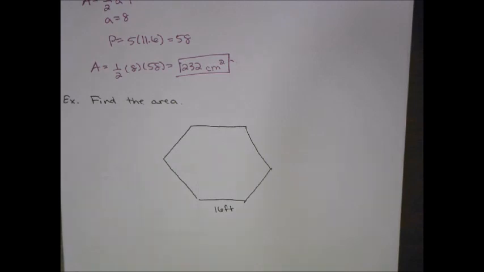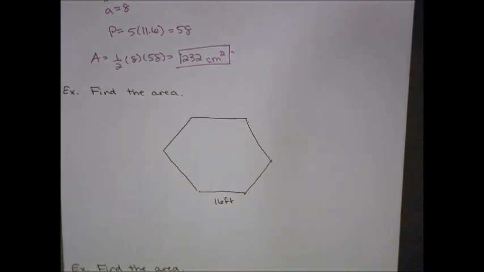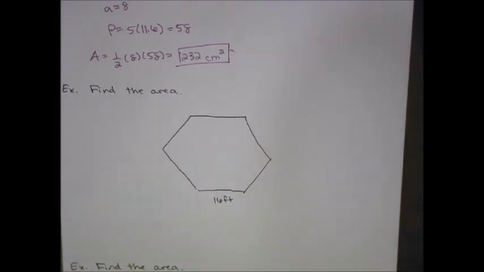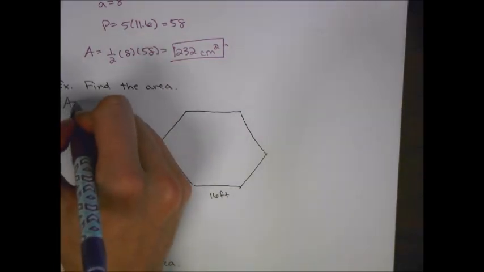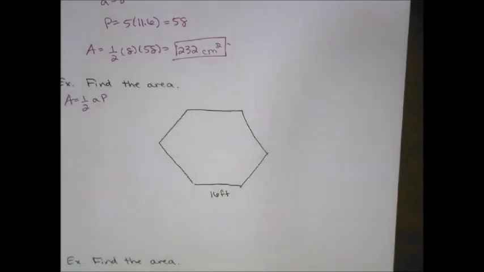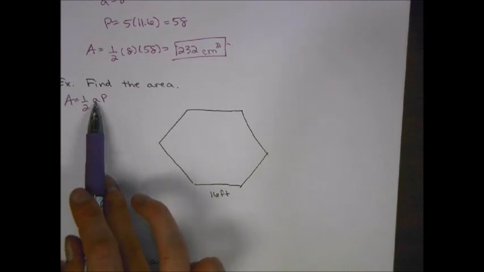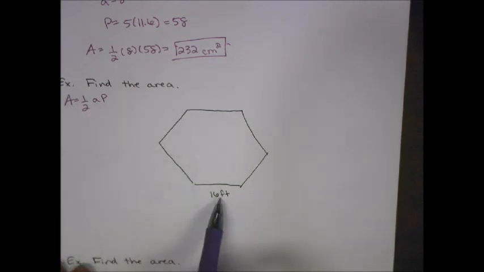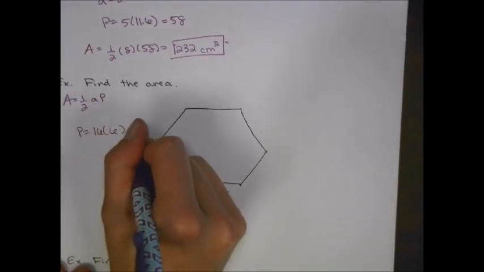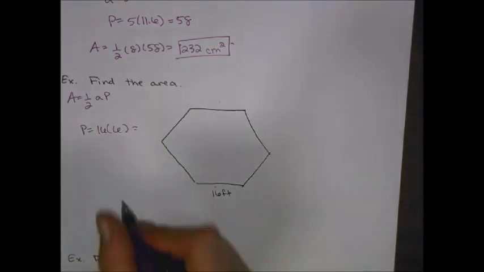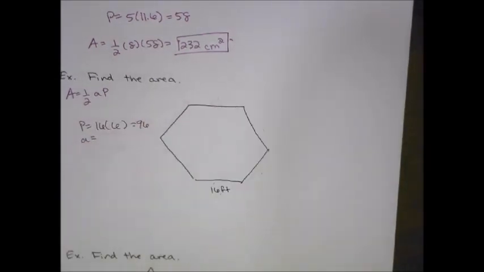Let's look at the next example. Find the area. We have a hexagon, and they only gave us the side. So we have to find the rest. The regular hexagon, our formula, area equals 1/2 apothem times perimeter. We need to find the apothem. And we know the perimeter right now. Perimeter is 16 times, there's 1, 2, 3, 4, 5, 6 sides, 96. So we need to just find the apothem.